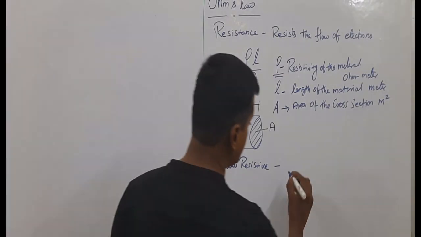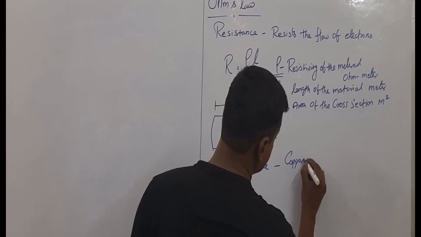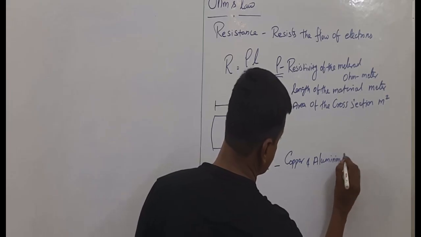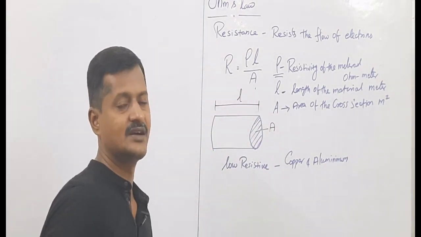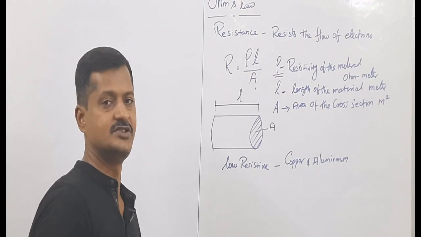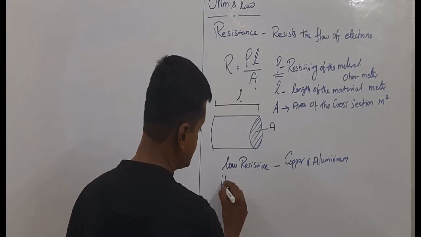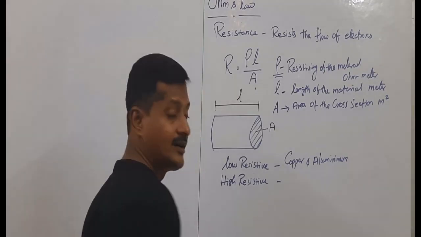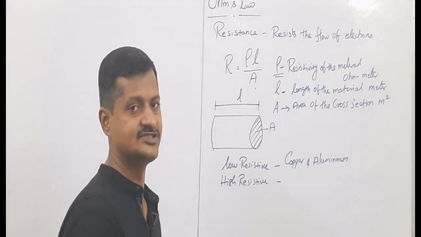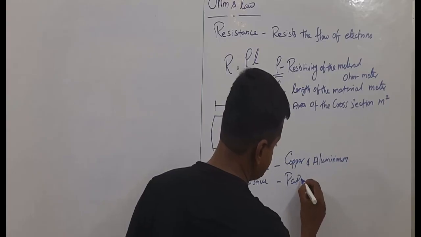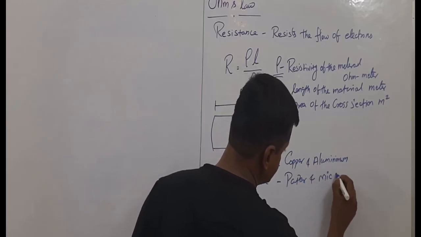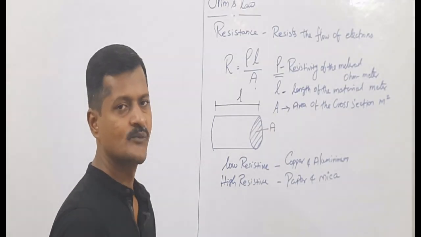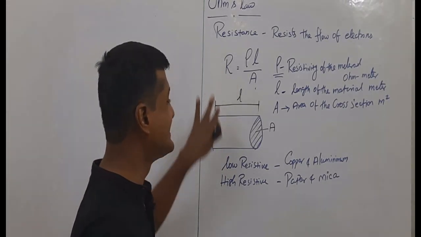Examples for low resistive material are copper and aluminum. Copper and aluminum are one or two of the examples of a low resistive material. And high resistive materials are paper and mica. These two are high resistive materials, right? So these are about resistance.